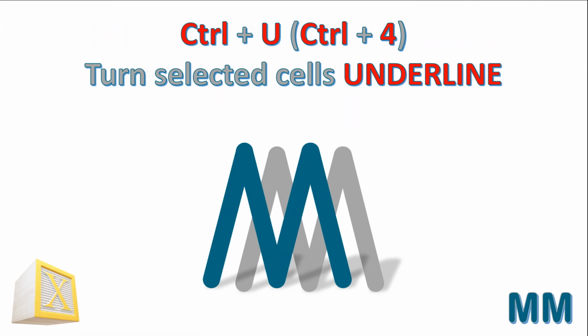If you want to use the underline formatting and you want to have the shortcut, you can press Control U, from underline, or alternatively you can press Control 4. That will turn your selected cells into underline formatting.